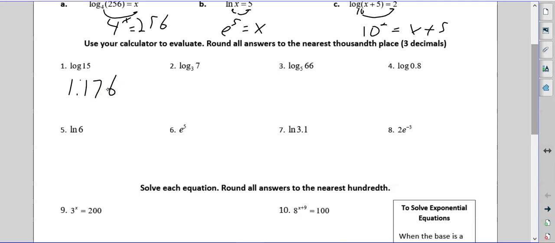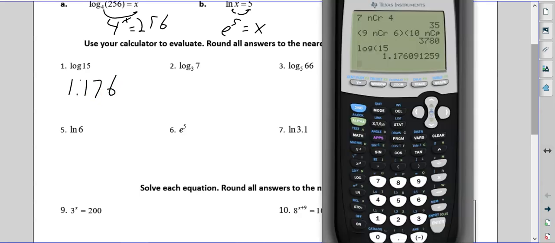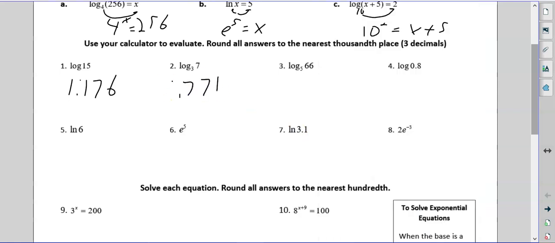1.176. Now for this one, remember, if it has a base other than 10, we go to math. We go either up or down. I like to go up because it's faster. And you go to log base. And then you put the 3 in, you arrow over, you hit 7, and there you go. 1.771.